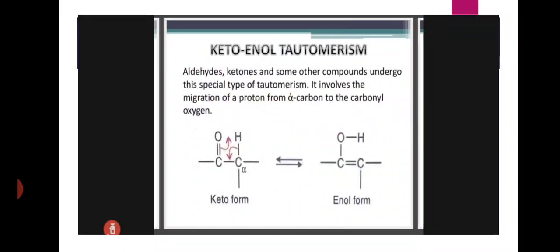Next is keto-enol tautomerism. Aldehydes, ketones and some other compounds undergo this special type of tautomerism. It involves the migration of a proton from the alpha carbon to the carbonyl oxygen. Here keto-enol tautomerism means aldehydes, ketones and some other compounds undergo this special type of tautomerism, which involves the migration of a proton from the alpha carbon to the carbonyl oxygen.